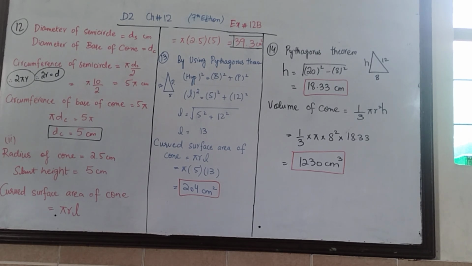In the next part, you have to find the curved surface area of the cone. The curved surface area of a cone formula is pi rl. Pi is a constant, r is the radius, and l is the slant height. The radius of the cone is 2.5, since the diameter is 5, so you divide 5 by 2 and it becomes 2.5 centimeter radius. The slant height is 5 centimeter. Put the values in the formula and you will get the curved surface area of the cone, which is 39.3 centimeter square.